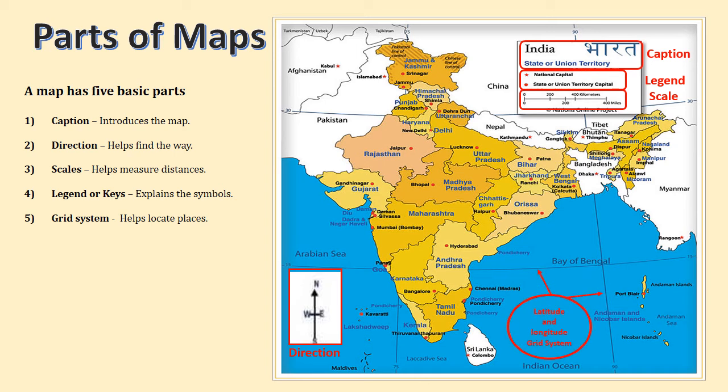The fifth important point is grid system. Grid system is basically the latitude and longitude lines given in the map. It helps us to identify the location of different places. So these are 5 common things which will be found on all the maps.